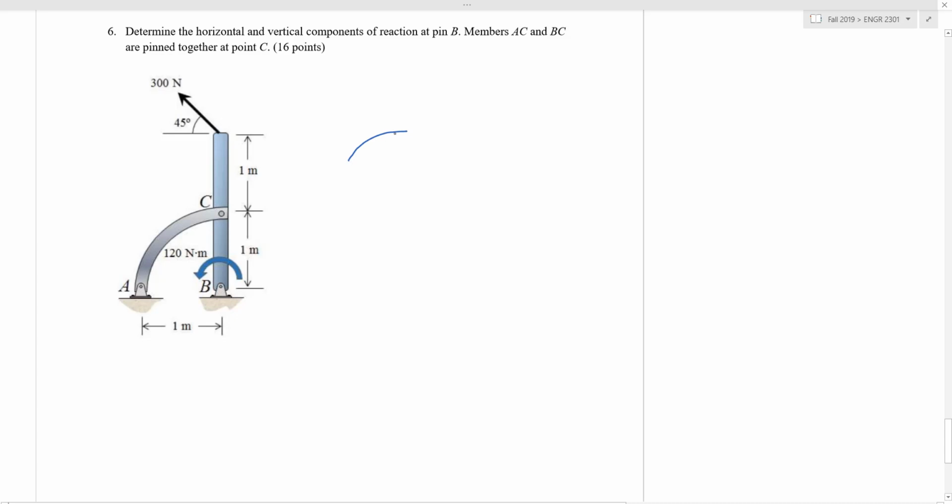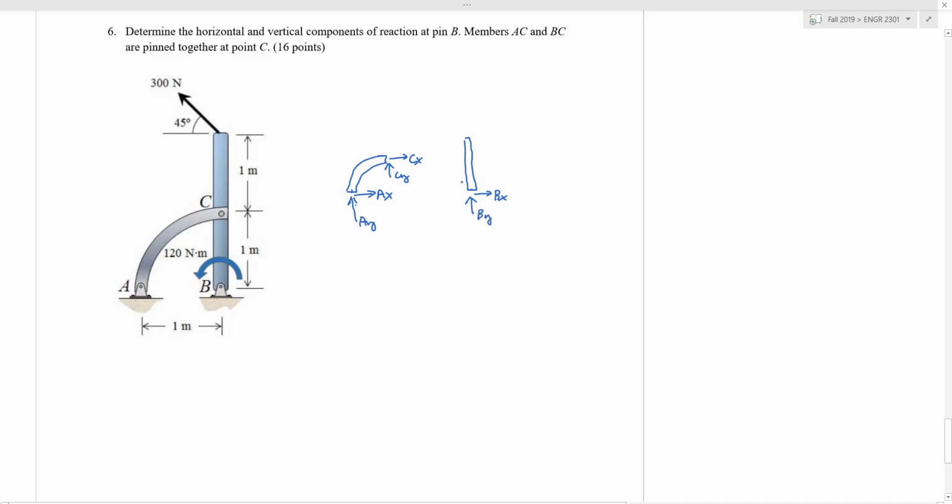You can draw the free body diagram of AC and draw the free body diagram of BC separately. And what's going to happen is that you realize that at point A, you have AX and AY, two support components, because of the pin support. At point C, you also have CX and CY, two components. And then for member BC, you have BX and BY here.